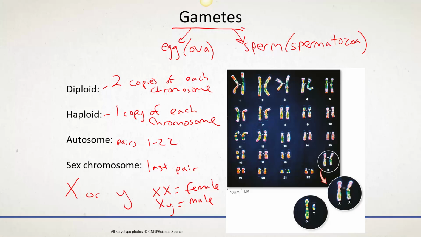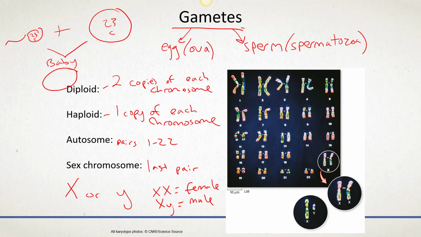So they will play that role in the process of reproduction. So again, diploid means that you have two copies of each chromosome. So when a sperm combines with an egg, the sperm carries 23 chromosomes, the egg carries 23 chromosomes, and when they produce the baby, it has 46 chromosomes in each one of its cells.